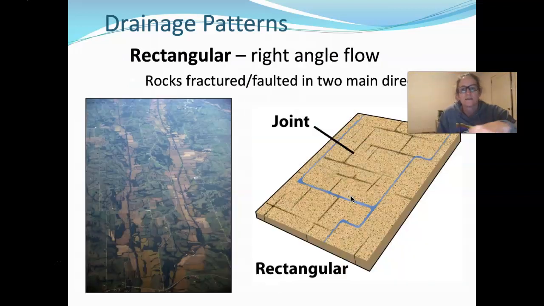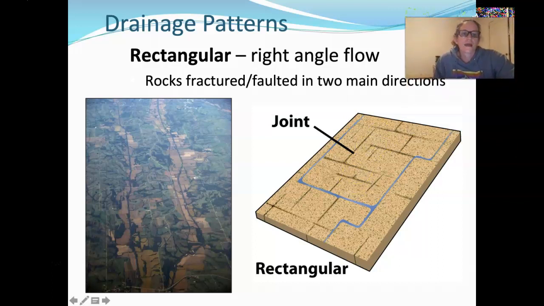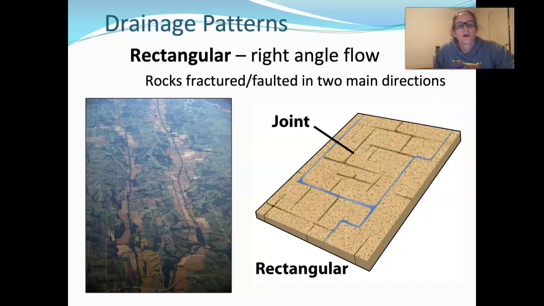The next kind is a rectangular pattern, and a rectangular pattern is really going to reflect the underlying cracks in the rock, and we call those cracks joints, and they oftentimes are found in sets. So in this image, parallel lines represent joint sets in this direction and in this direction. So those joint sets are going to make a grid pattern, and the streams are going to follow that grid pattern. So that's a rectangular drainage pattern.